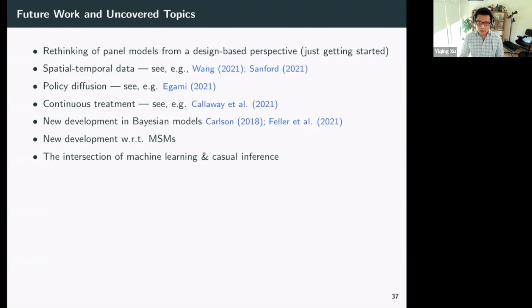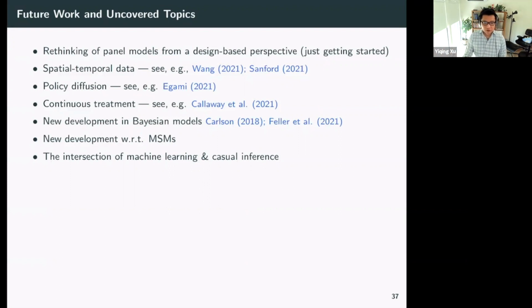My co-author Wang Ye, who was an NYU PhD and is now at UCSD, has some quite exciting work on that front. And Luke Sanford, who is also at UCSD, is working on remote sensing, which by design has a spatial dimension. He's doing some really exciting work.